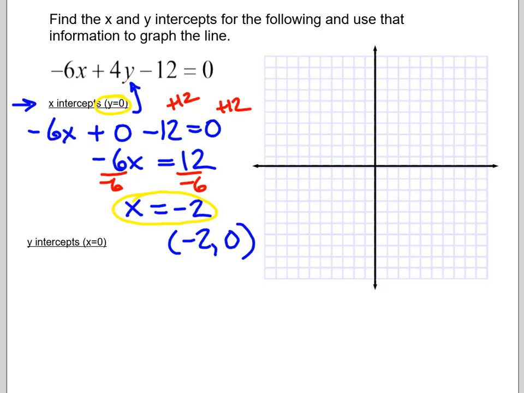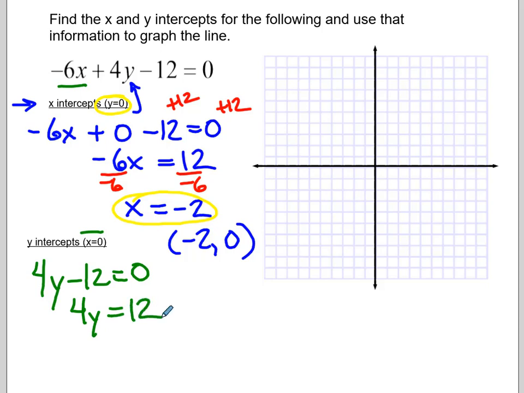So now the y-intercept has an x value of 0. If I put an x into here, negative 6 times 0 is 0. So I can even shortcut this a little quicker. I can just write 4y minus 12 equals 0. 4y equals 12. And you can ask yourself, how did that 12 jump to the other side? Well, we added 12 to both sides. I divide both sides by 4, and I get a y value of 3.